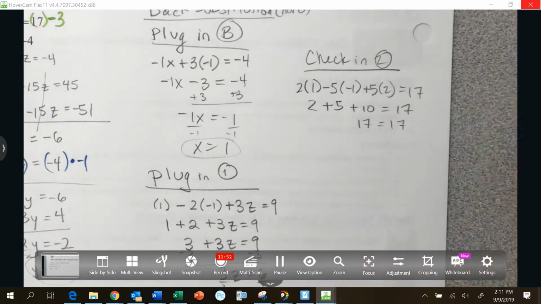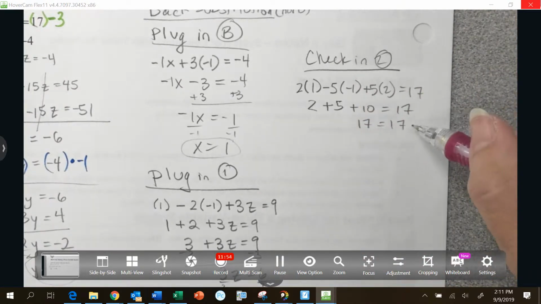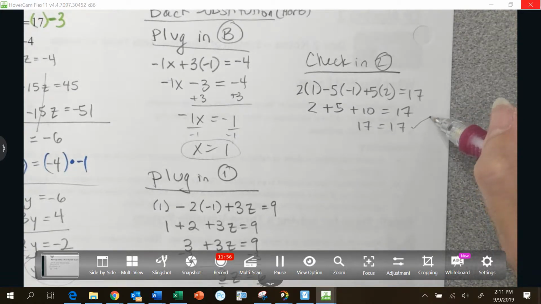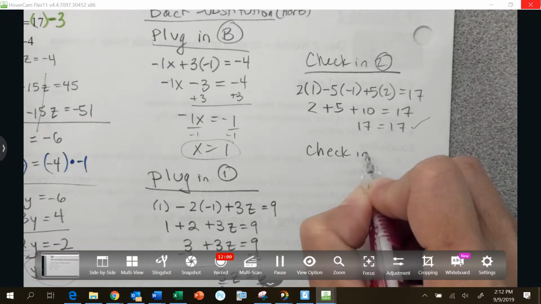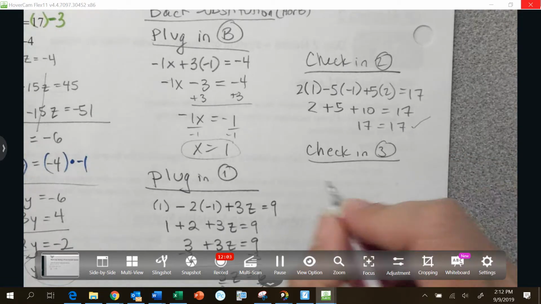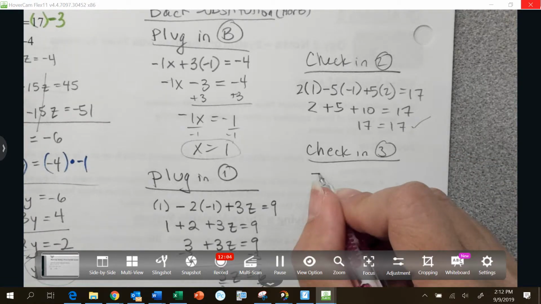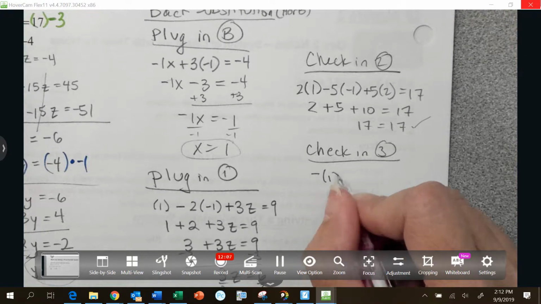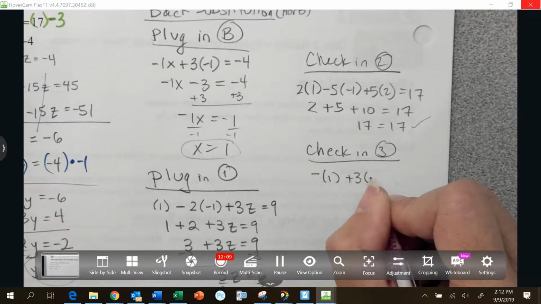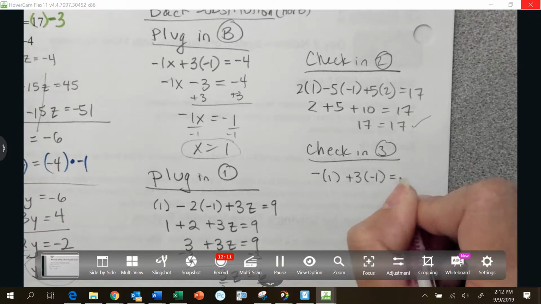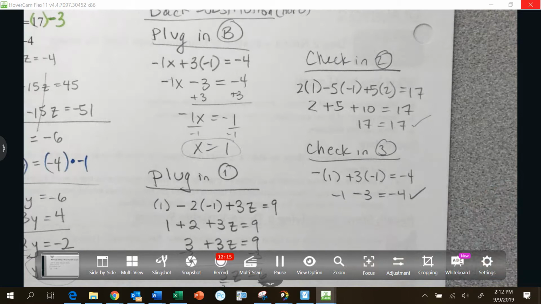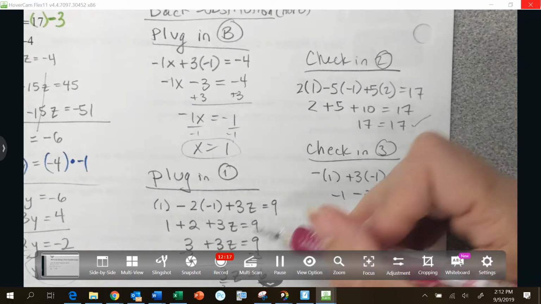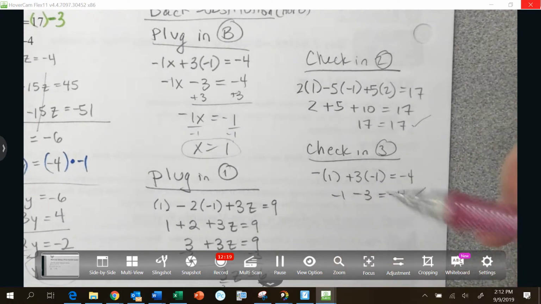I did. Okay, so I check in 2 and it checks. I'm not done yet. We got check in 3. But that one's not so bad because that one only had 2 variables. Oh, we have to check it in 3. That one checks. Okay, once you've plugged in 1, checked in 2, checked 3, now you can say, all right, I'm right. I got all checks.